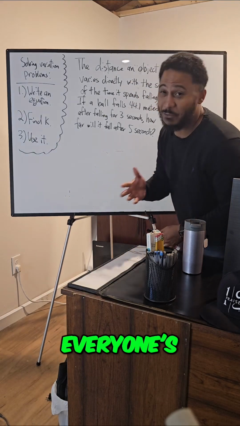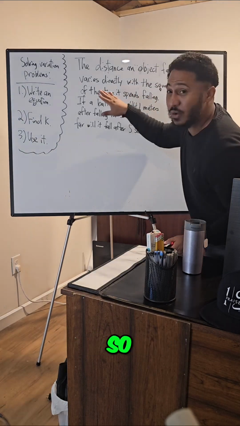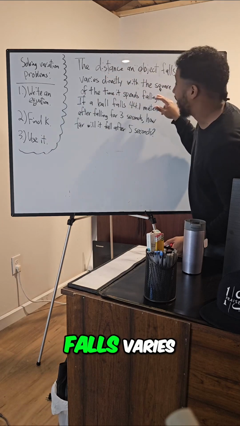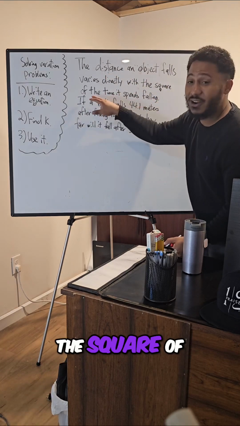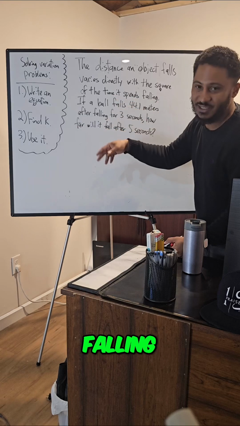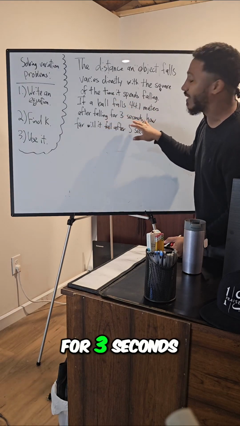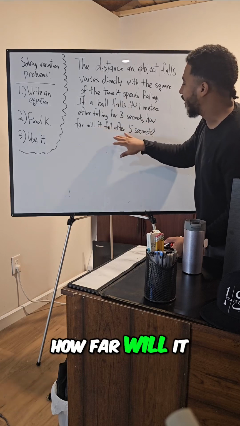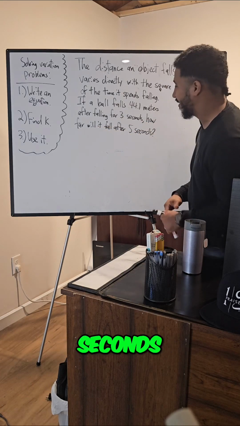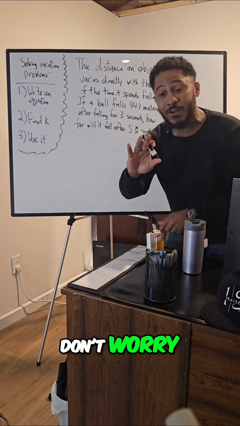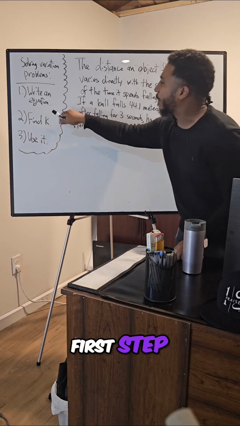I know it's a word problem, everyone's favorite kind. Let's try it. So the distance an object falls varies directly with the square of the time it spends falling. If a ball falls 44.1 meters after falling for 3 seconds, how far will it fall after 5 seconds? Now I know this seems a bit intimidating. Don't worry, we got our steps. Let's do it. First step, let's write an equation.